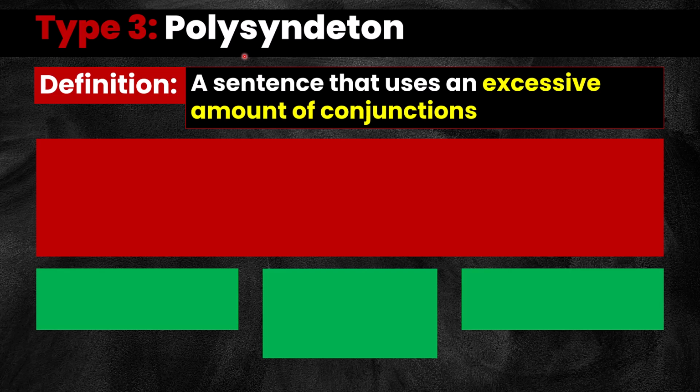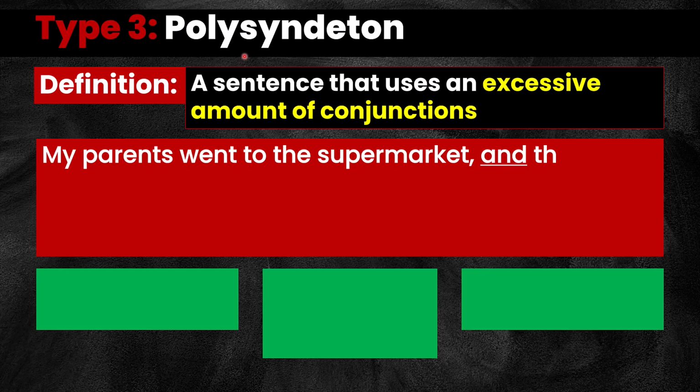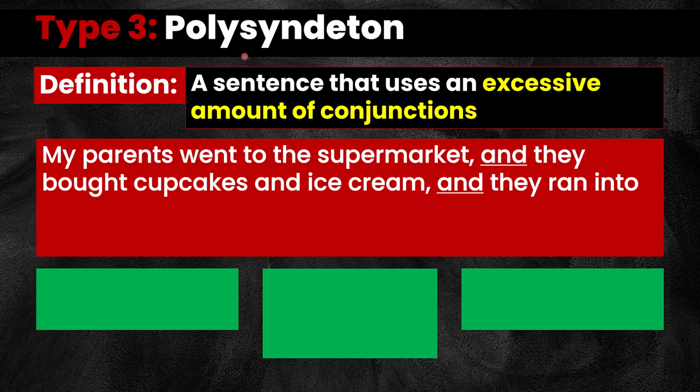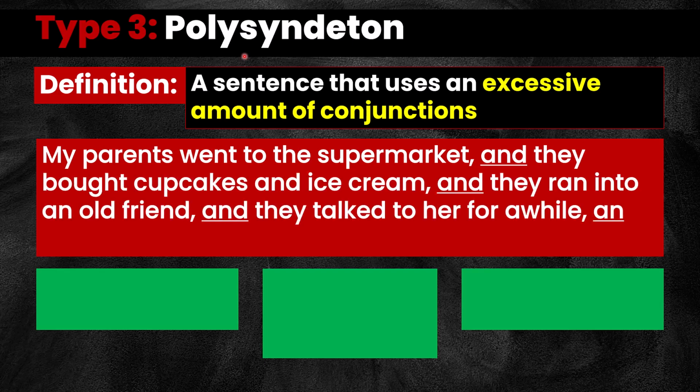Let's look at an example. My parents went to the supermarket and they bought cupcakes and ice cream, and they ran into an old friend, and they talked to her for a while, and then they left. You can see how many times this sentence uses the coordinating conjunction and. So a polysyndeton is the use of several conjunctions in close succession.